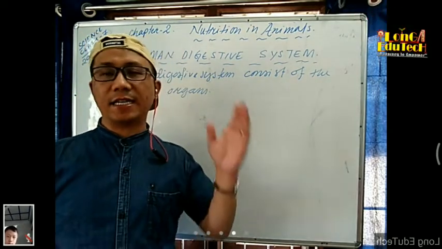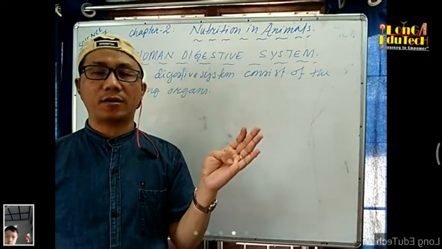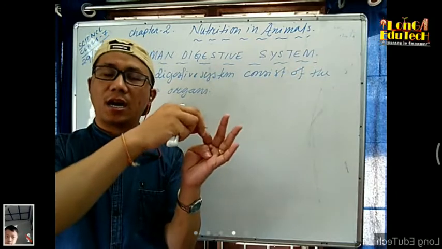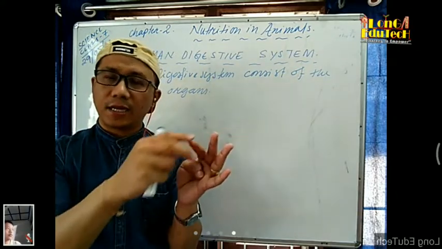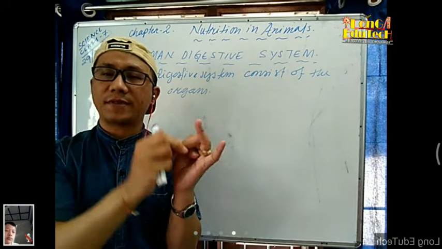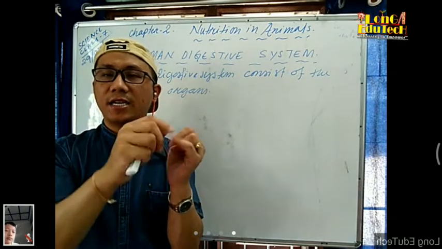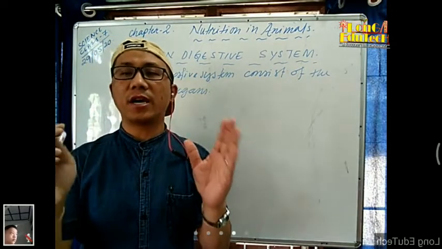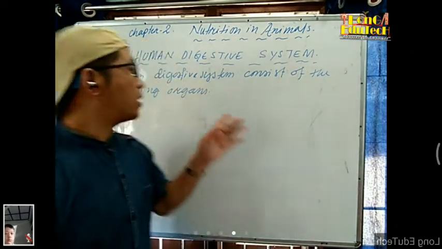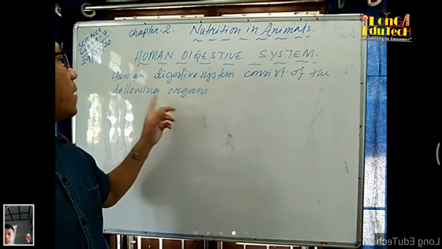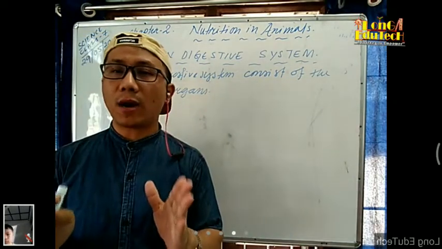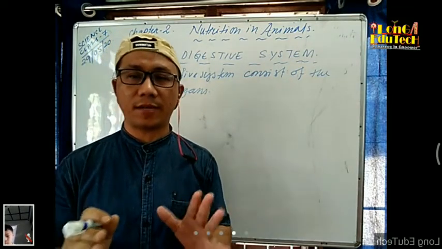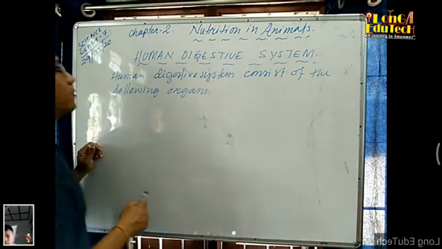Just like ingestion, digestion, absorption, assimilation, and egestion. So around 5 steps are there. But here together, I'm going to give the human digestive system and its organs. What are the organs of the human digestive system? That one first I'm giving. The human digestive system consists of the following organs.